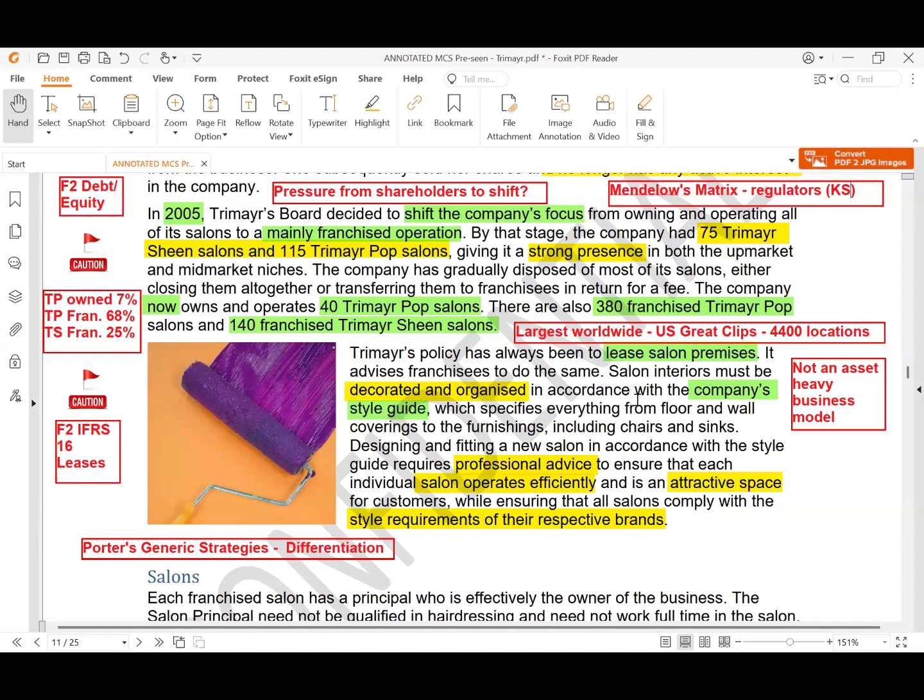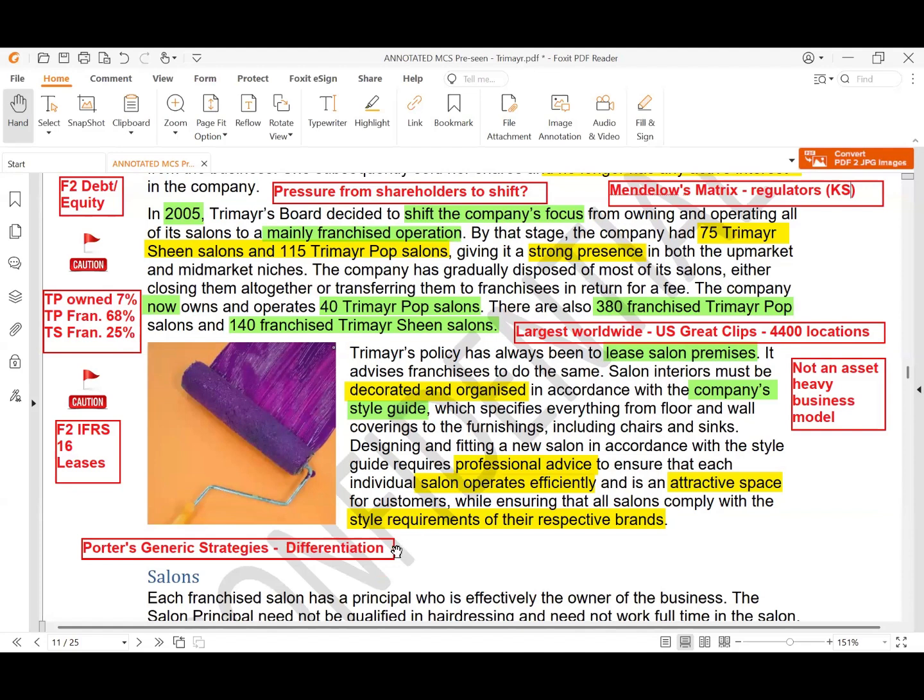Outside of that, on this particular paragraph, key point, and indeed this is relevant for any successful franchise, look at McDonald's as an example, is this whole idea of style guide and indeed the agreements, the contractual arrangement between the franchisor, i.e. Trymar, and the franchisee, i.e. the various sort of 25, 68% on TP and TS. So the arrangements and the requirements are absolutely key.